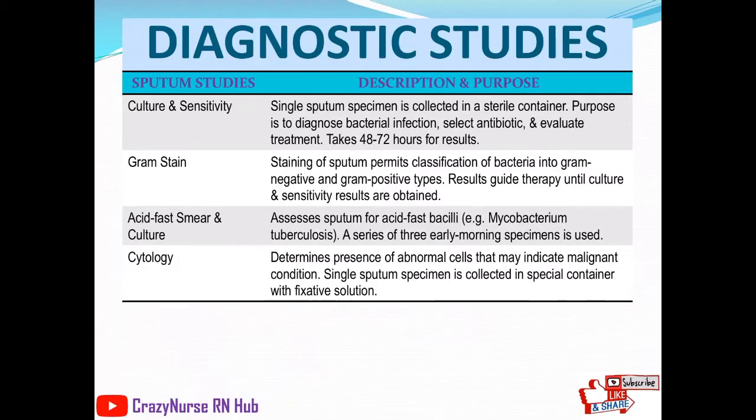Next, we have your acid-fast smear and culture. It assesses sputum for acid-fast bacilli, example, your Mycobacterium tuberculosis. A series of 3 early morning specimens is used. Next, we have your cytology. It determines presence of abnormal cells that may indicate malignant condition. Single sputum specimen is collected in special container with fixative solution.